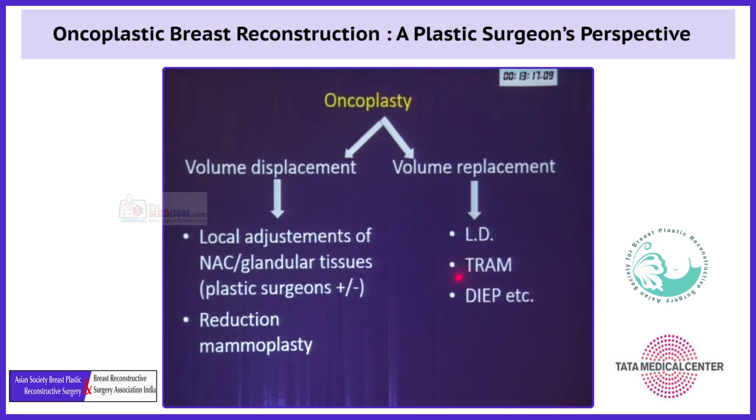Volume replacement obviously means that too much of the breast has been removed percentage wise, and so it is not possible to reconstruct using the local tissue. Then a latissimus dorsi, TRAM or DIEP flap etc. can be used, whatever soft tissue flaps we think of.